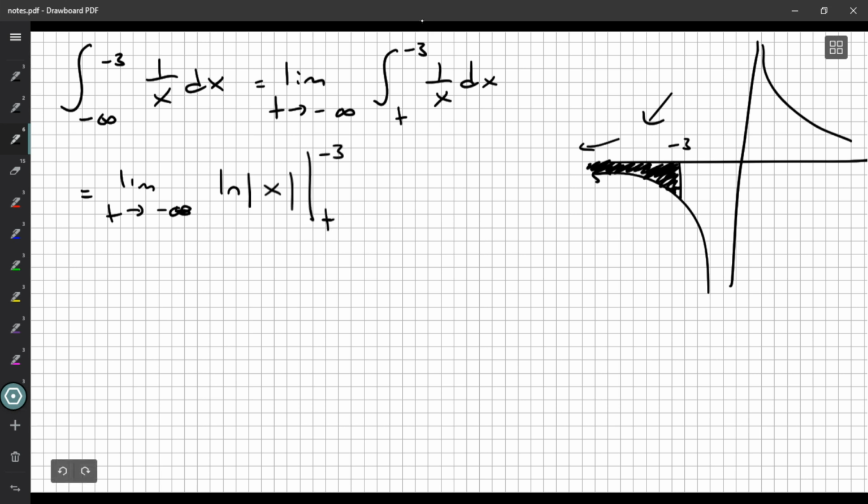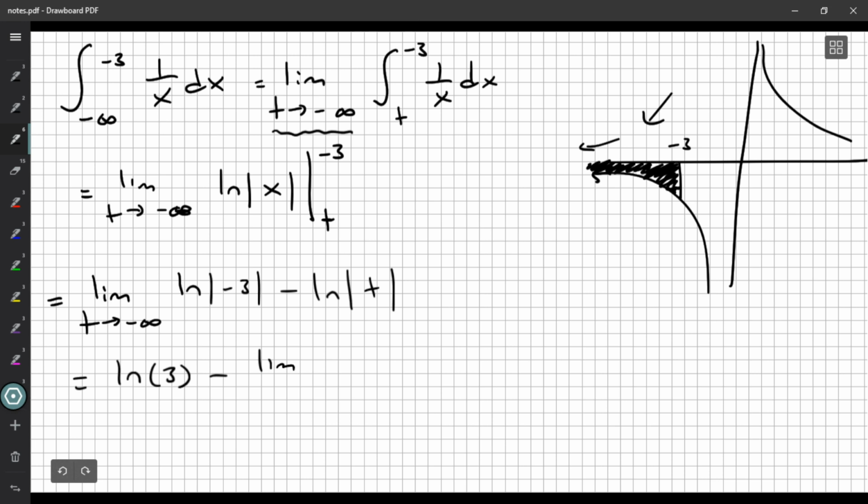So t to negative 3. Okay, and then we'll have ln absolute value of negative 3, which will just be ln of 3, minus ln absolute value of t, which would technically be ln of negative t, because t is a very, very big negative number. Okay, so I suppose we can bring the 3 out, and we can really just focus on ln absolute value of t.